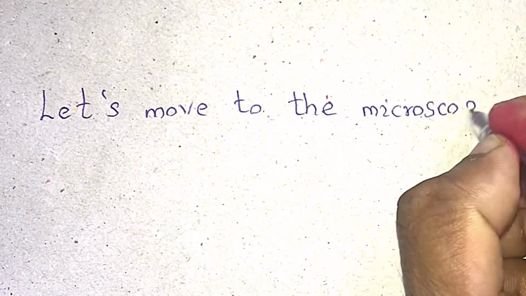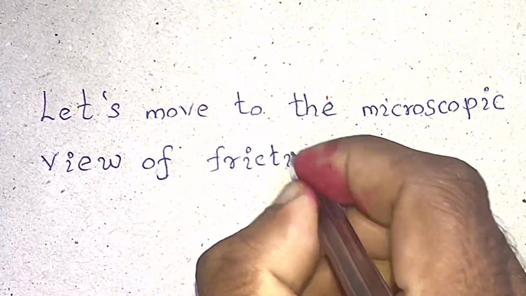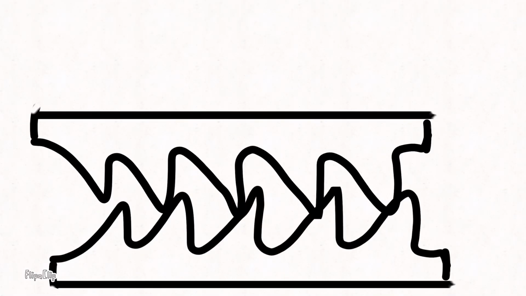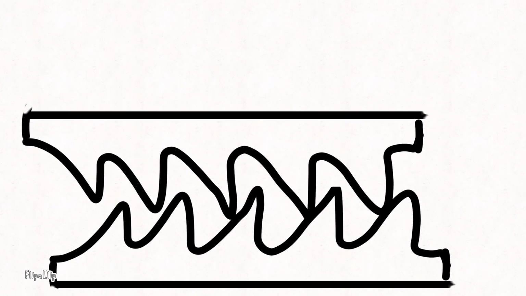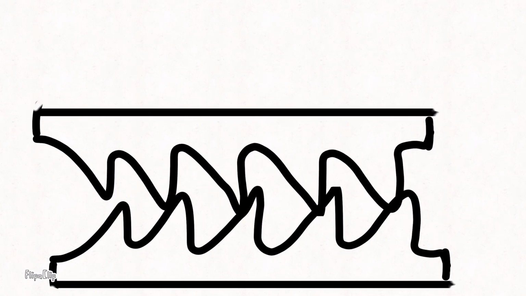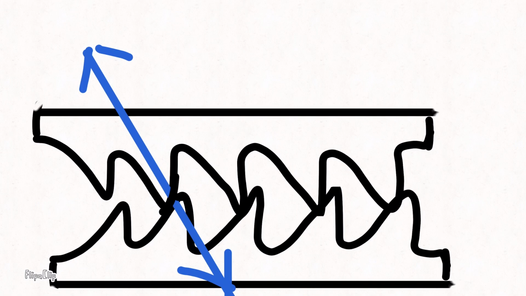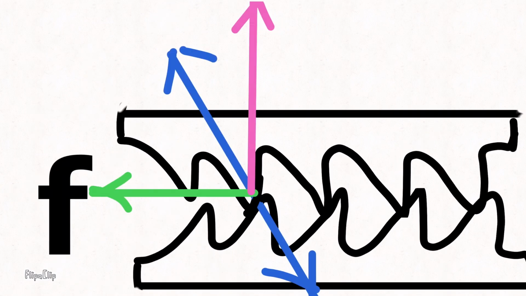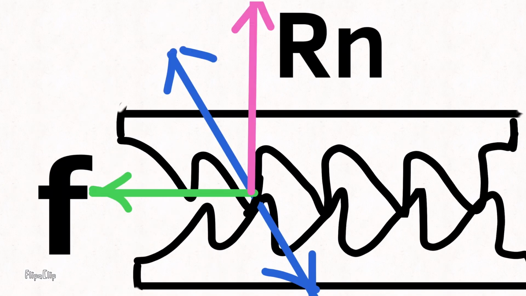Let's move to the microscopic view of friction. When two rough surfaces move relative to each other, dents on each surface collide with each other. Then a reaction force occurs on each dent. The resultant of all horizontal components of all reactions is denoted the friction force. The resultant of all vertical components is denoted the normal reaction.